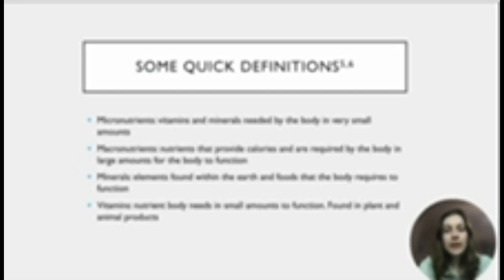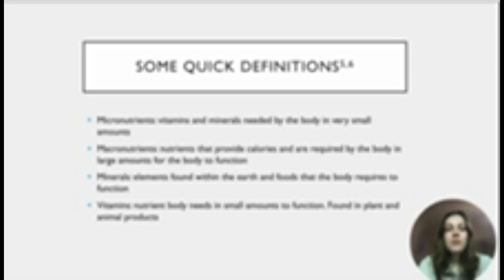Before we get started into the nutritional information on quails, I wanted to give some quick definitions so we're all following along together. To begin, micronutrients are vitamins and minerals needed by the body in very small amounts. These will be things like your vitamin B's, vitamin C, or even minerals such as calcium, iron, and magnesium. Macronutrients are nutrients that provide calories or energy and are required by the body in large amounts to function. These are fats, proteins, and carbohydrates, which I'll be referring to in this video as carbs.